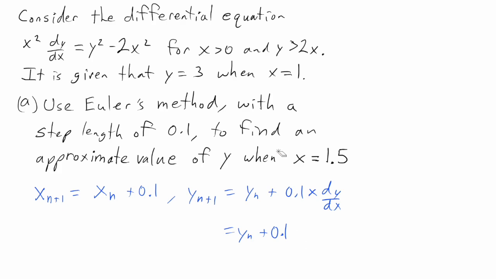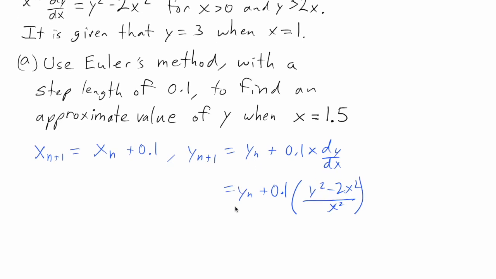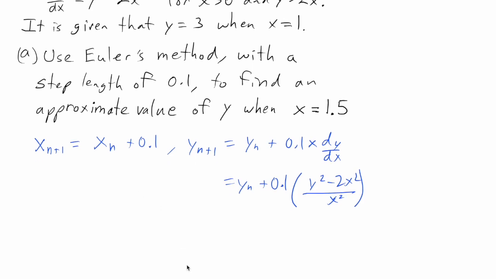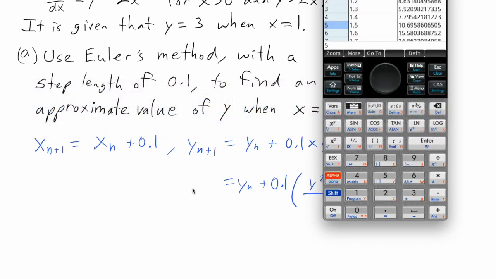That looks a bit confusing with the x symbol. Let's write it like this: y squared minus 2x squared over x squared. Okay, so that gives you an M1 point. If you get the wrong answer, you still get a point for writing that. The right answer just involves typing into your calculator.